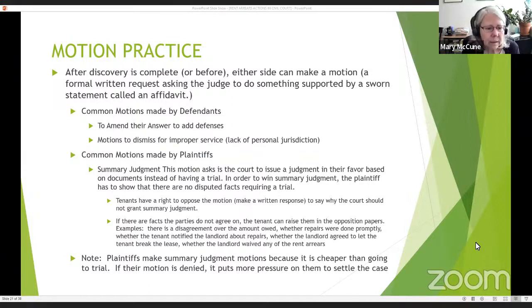The main reason that plaintiffs make summary judgment motions is because it's cheaper than going to trial. And if they lose the motion, it puts a lot more pressure on them to settle the case. It just kind of ups the costs of continuing onward, and depending on the amount you owe, it may not be worth it to them to continue.